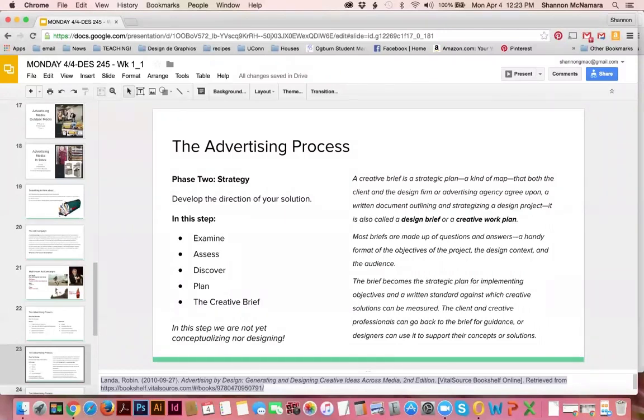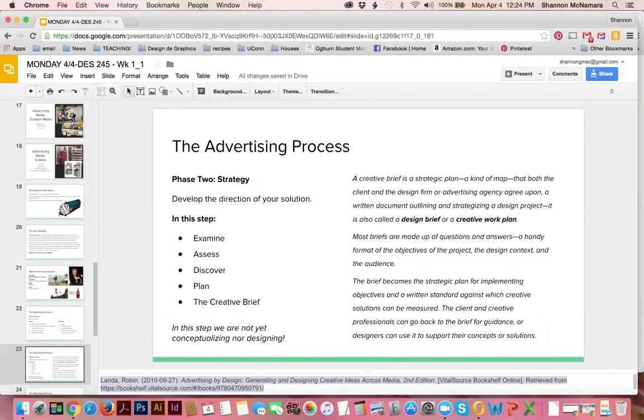Most briefs are made up of questions and answers, and it's a handy format of the objectives of the project, the design context, and the audience. So the brief becomes the strategic plan for implementing all of your objectives, and it's a written standard against which your creative solution can be measured. At the end, when you are looking at the entire process, you want to go back and compare where you ended up against that original creative brief. It's great during the debriefing that you will do during your last phase.